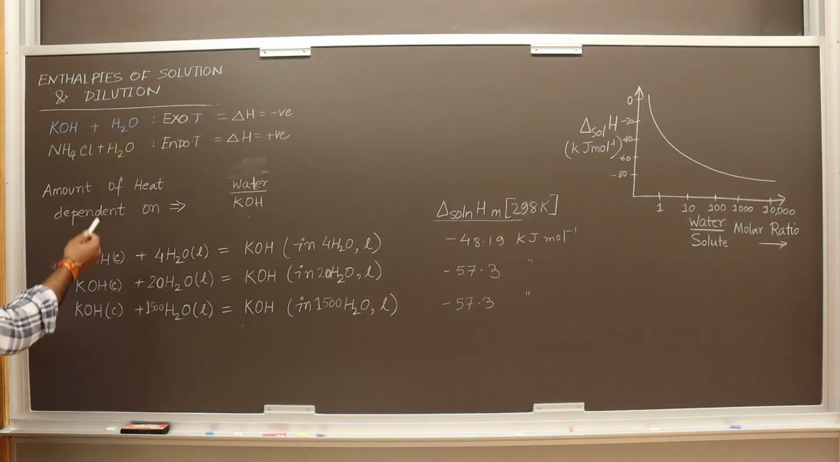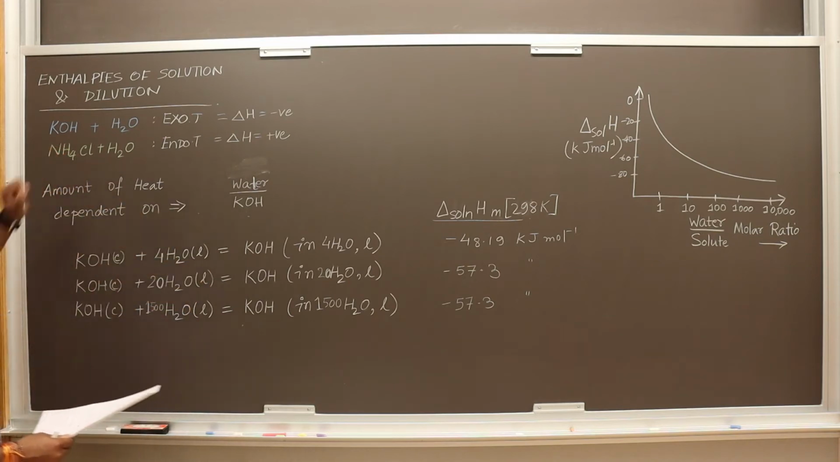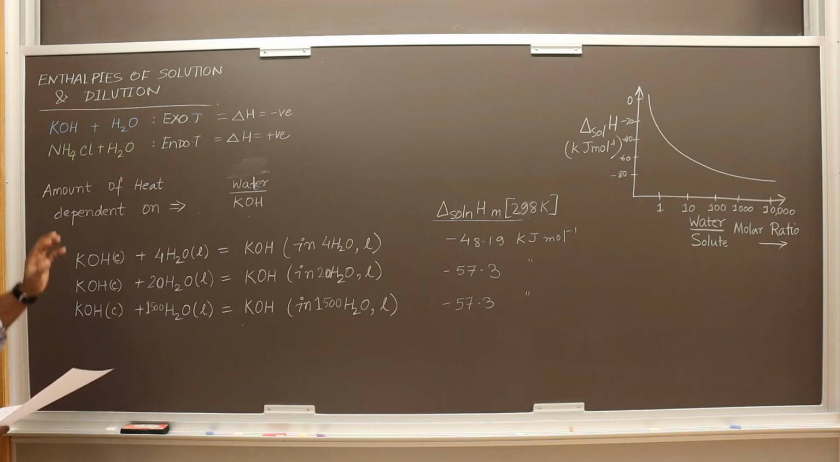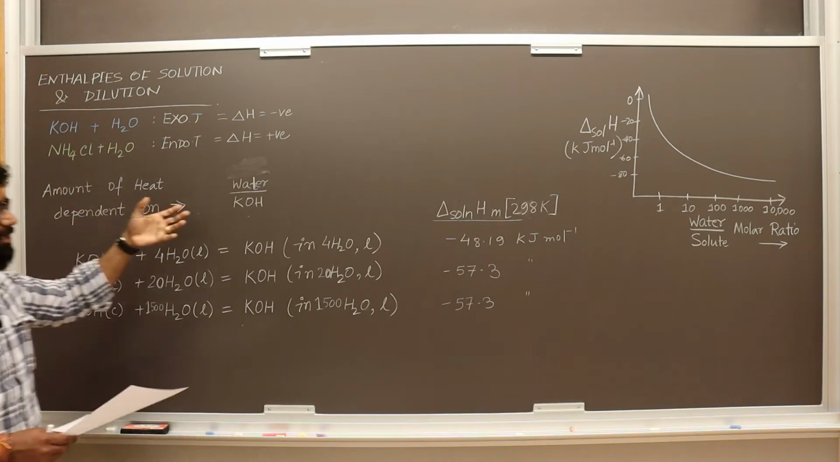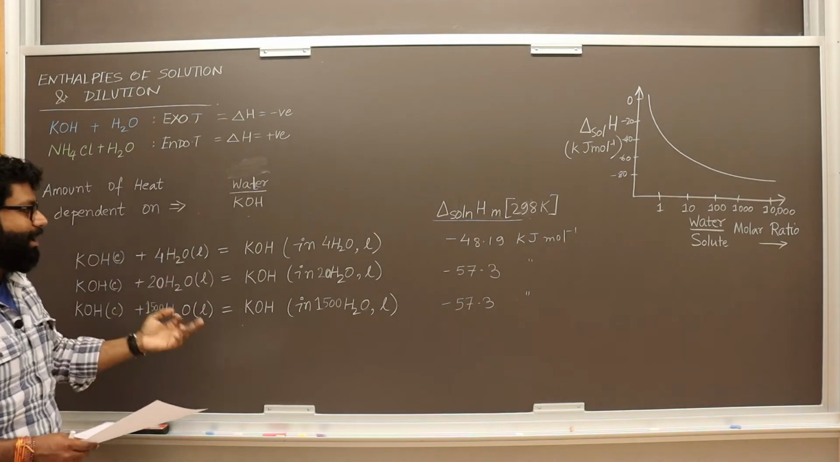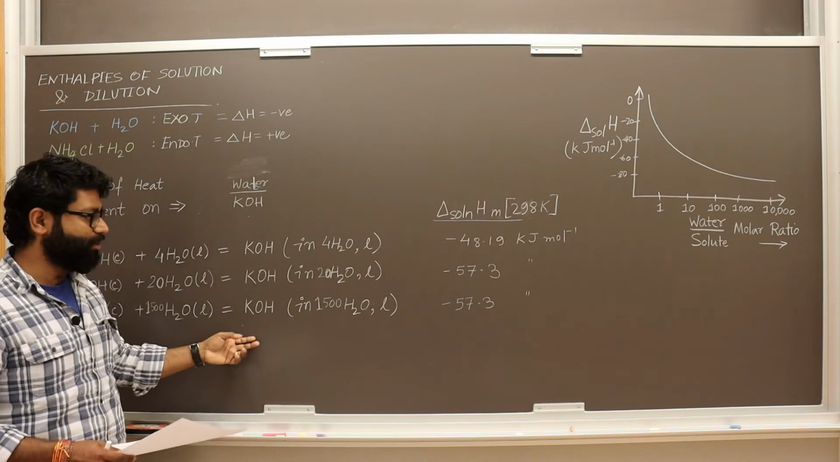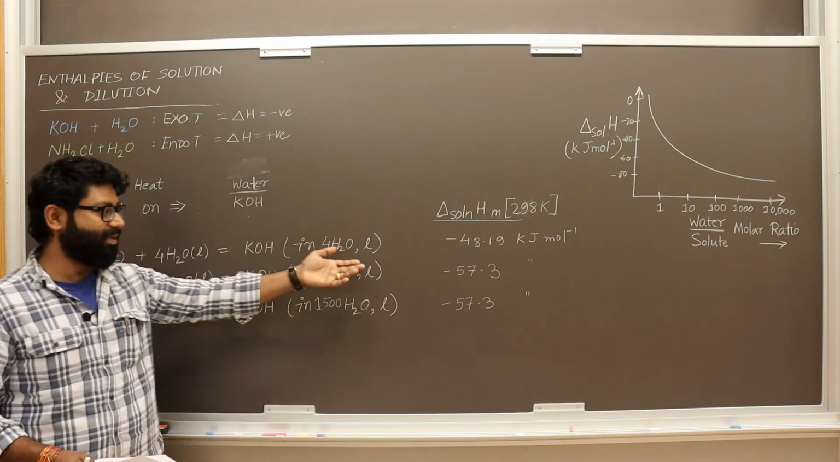So we are trying to find out what is the enthalpy of dissolution of potassium hydroxide. And in this case, we understood that whenever we are trying to find out the enthalpy of solution, we have to say the amount of water that is being used. So we have to specify this ratio, water to KOH. Why? Because this is changing, right? Because when you increase the amount of water, the amount of heat that is being released is changing.